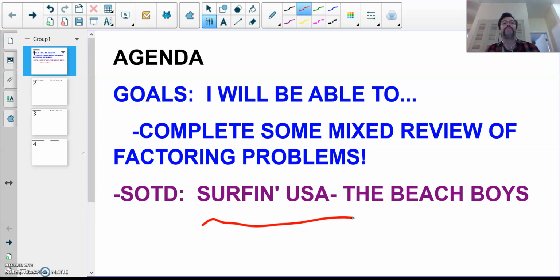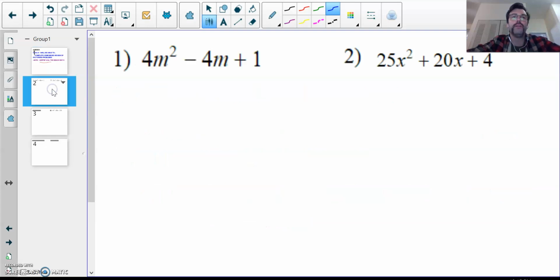Today we're talking about doing some more mixed review of factoring. Yesterday we talked about factoring perfect square trinomials and difference of two perfect squares. Today we're going to practice some more of those and some other ones mixed in. I have 6 problems I'm going to do with you, and then I also have some optional practice that will be available to you as well. Okay, here we go. First one, number 1.